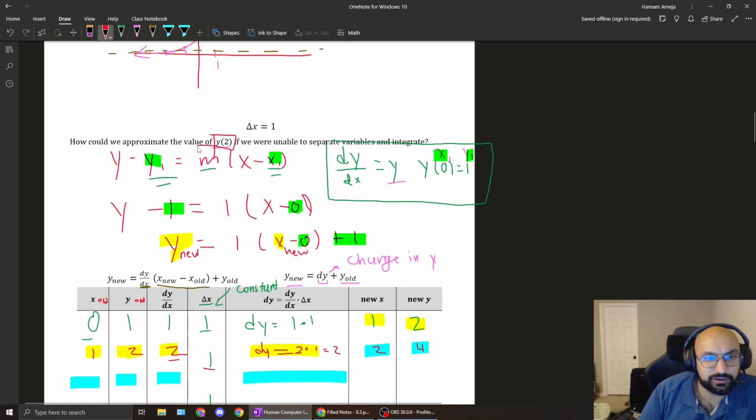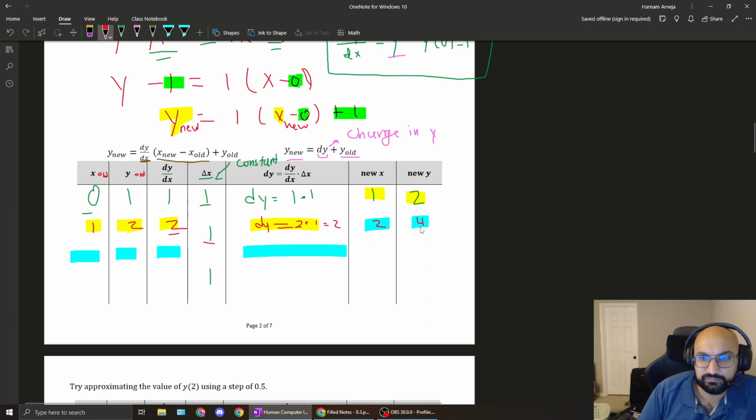What is the value of y of 2? I think we have our value of y of 2. Yeah, we do have our value of y of 2. I was looking at the key. I don't know why they went past this. y of 2 is approximately 4.